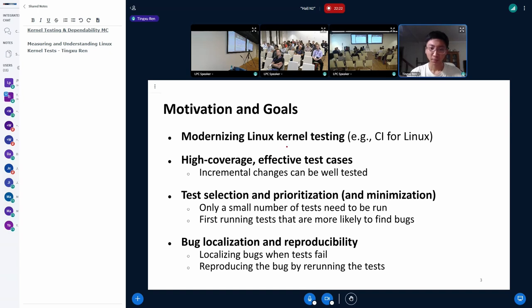Firstly, we want high coverage and effective test cases so that every incremental change can be well tested. Second is test selection and prioritization mechanisms so that when there are code changes, we only need to run a small number of tests, and we can also prioritize the ones that are more likely to find bugs. And thirdly, bug localization and reproducibility mechanisms, so when there are test failures, we can quickly find the bug and reproduce it.